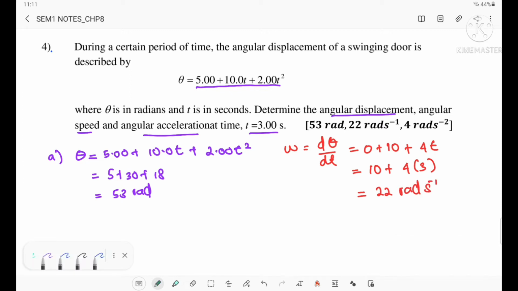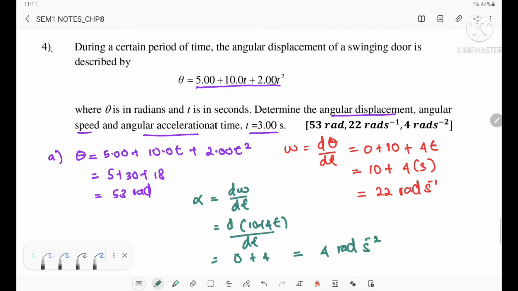And to calculate the angular acceleration, alpha is equal to d omega over dt. So we already got the omega, which is 10 plus 4t, so we differentiate over t, and we differentiate 10, we got 0, and 4t we got 4. So the answer is 4 radian per second squared.